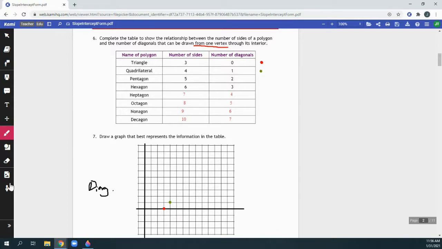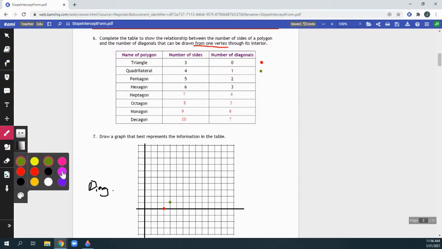So green one goes there. Go with pink. 5 goes with 2. And if I graph them, I'm going to graph the rest in black, because it should make sense now, I hope. 6 goes with 3, 7 goes with 4, 8 goes with 5, 9, and 10. These are our points. Notice they make a straight line. Oh my gosh, what is that called? A linear function. That's right, a linear function.